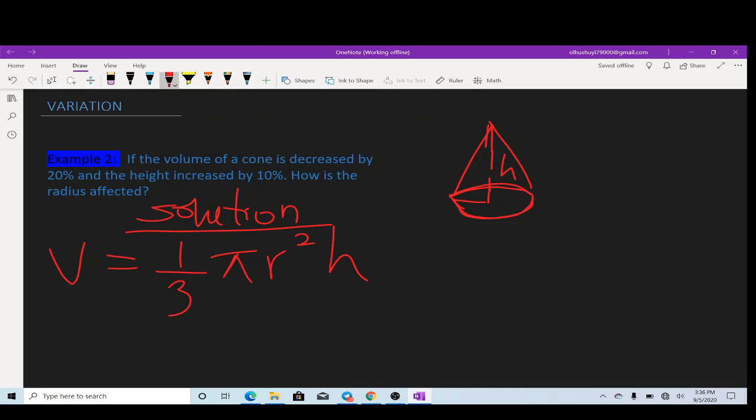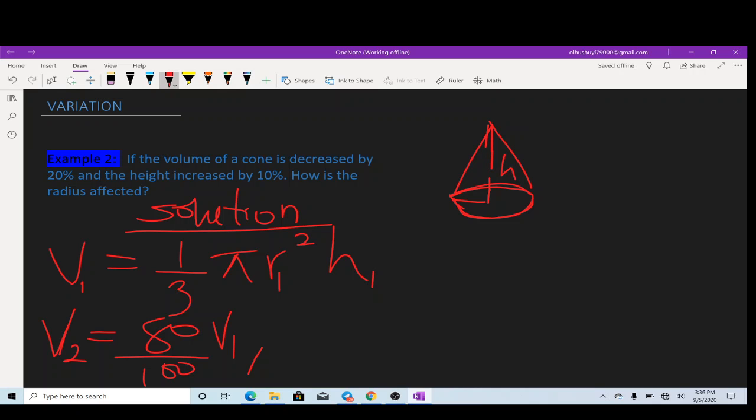Now, take this one as V1, with radius 1 and height 1, because there's a change. So V2: what is said there is that there was a change. If the volume of the cone is decreased by 20%, that means V2 will now be 80 over 100 of V1. So V2 will now be 80% of V1, since it has been decreased by 20%.